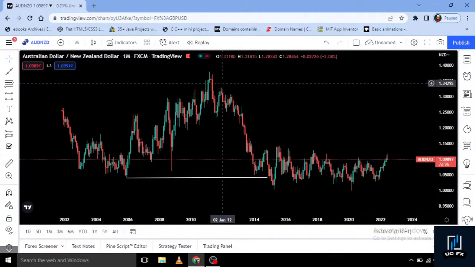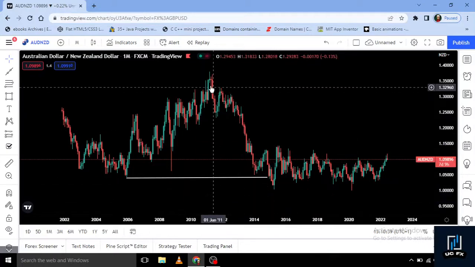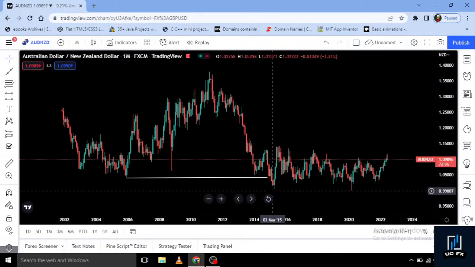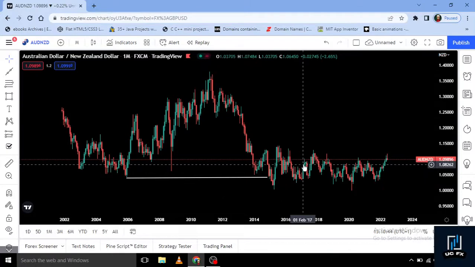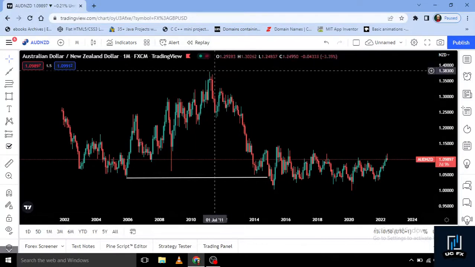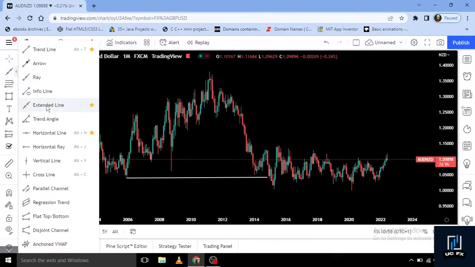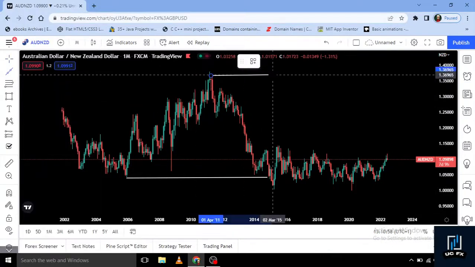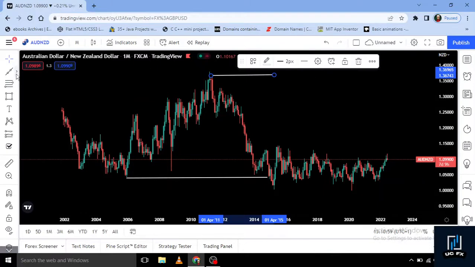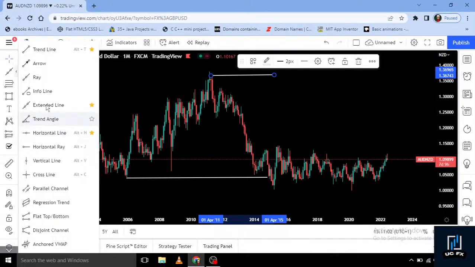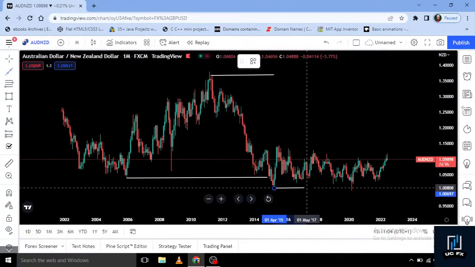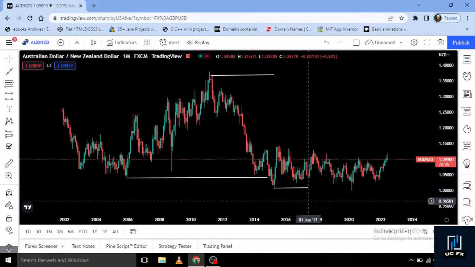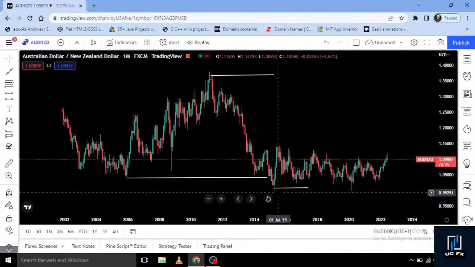So after any formation of a break of structure, the market usually goes back to either mitigate an order block or an inefficiency in the market. So right here, we are going to be considering this range right here. So we have this range right here, and this range as well. So we're going to be considering this range for our directional bias.